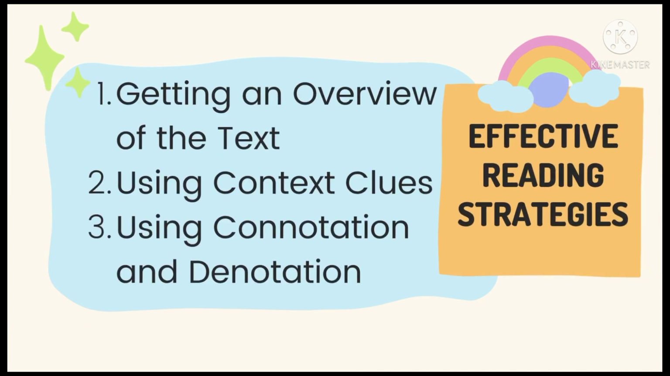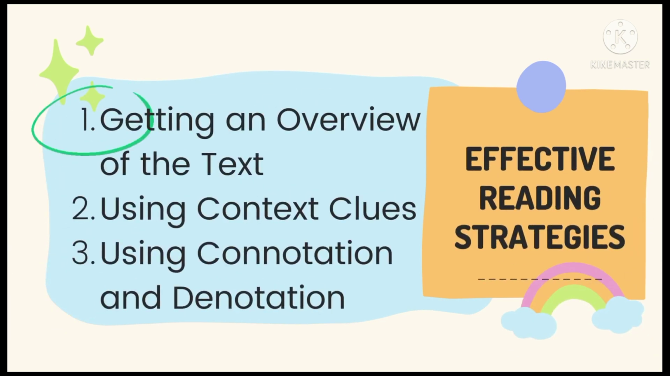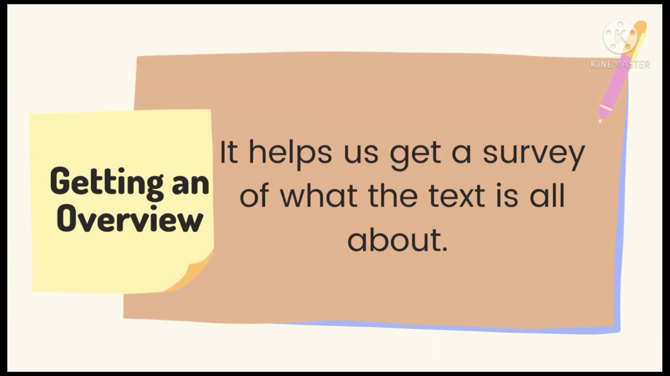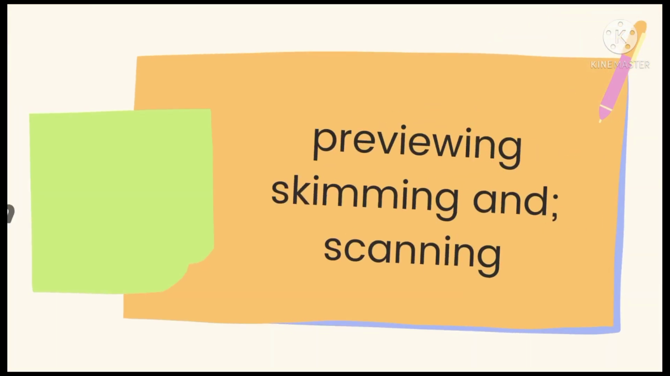First effective reading strategy is getting an overview of the text. Second is using context clues. Third is using connotation and denotation. Let's first talk about the first effective reading strategy, which is getting an overview of the text. Oftentimes, trying to get an overview of the text helps us to have a survey of what the text is all about. This can be done through previewing, skimming, and scanning.